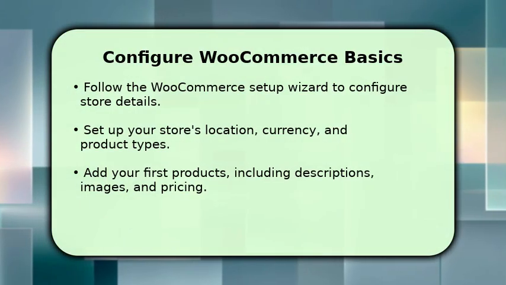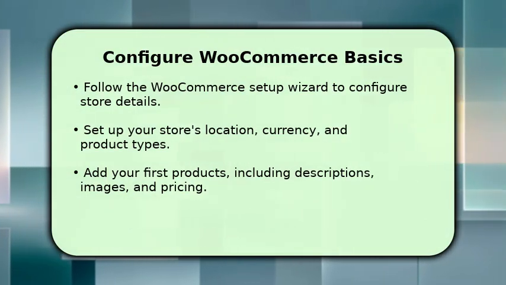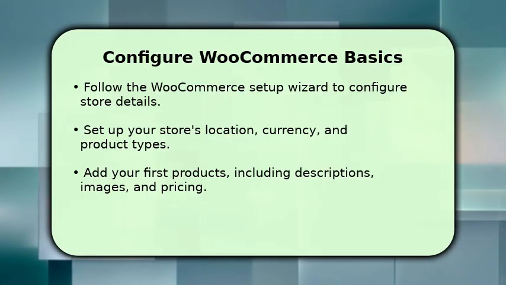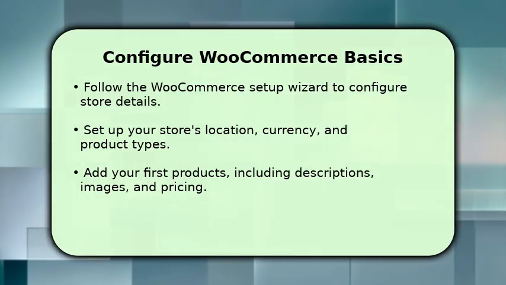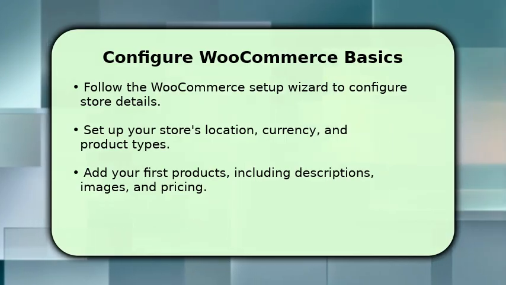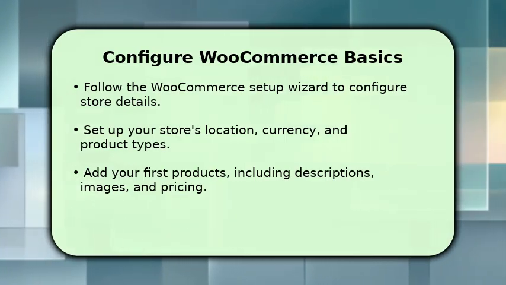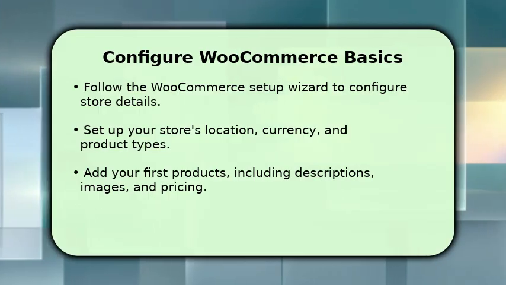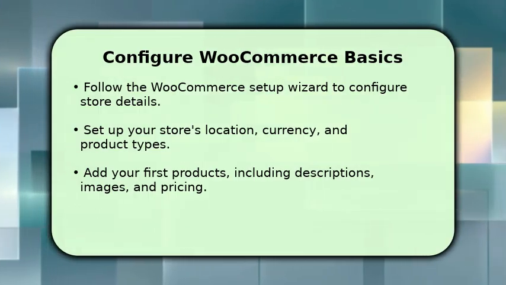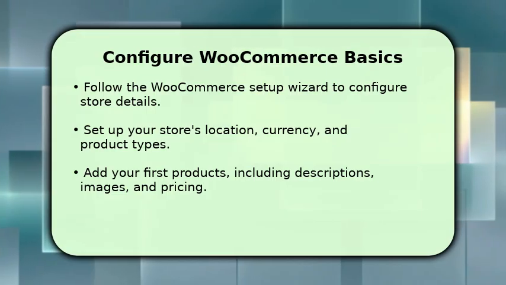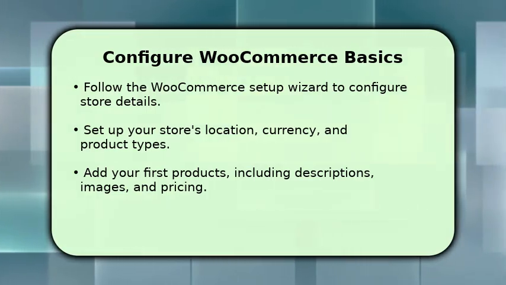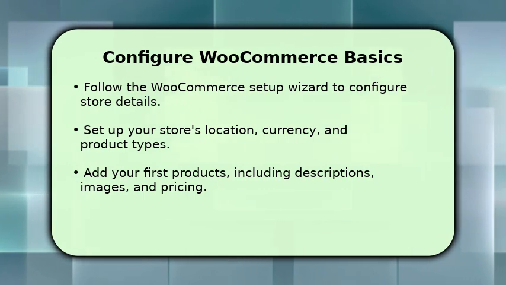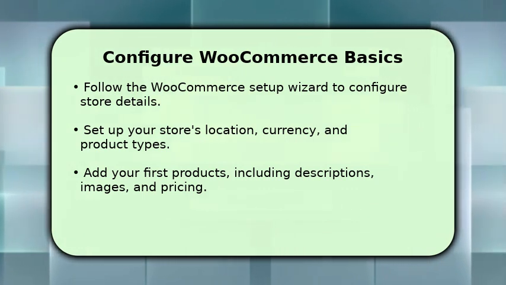With WooCommerce activated, a helpful setup wizard will guide you through the initial configuration. This is where you'll define crucial details like your store's location, preferred currency, and the types of products you plan to sell. Take your time to accurately input this information. Next, it's time to add your very first products, complete with compelling descriptions, high-quality images, and competitive pricing.